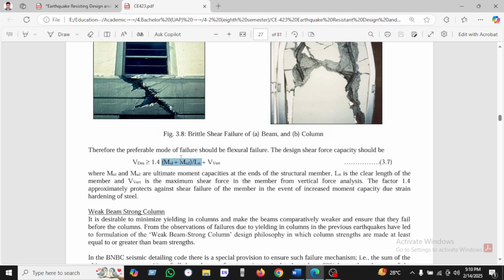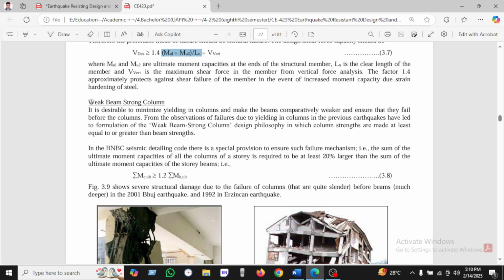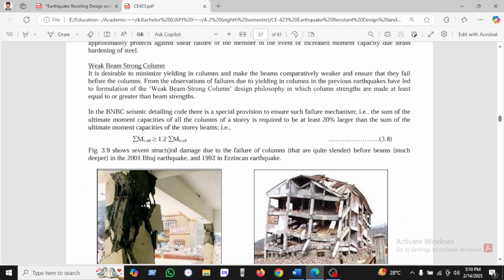Okay, if you ask why, then we can see here the weak beam is from the column. It is desirable to minimize yielding in the column, to make the beam comparatively weak, to ensure that beams fail before the columns. Observed failures due to yielding in earthquakes have led to the weak beam strong column design philosophy, in which column strength is made at least equal to the beam strength.